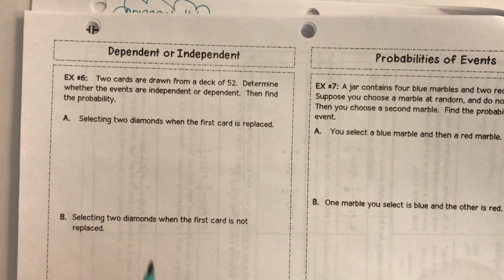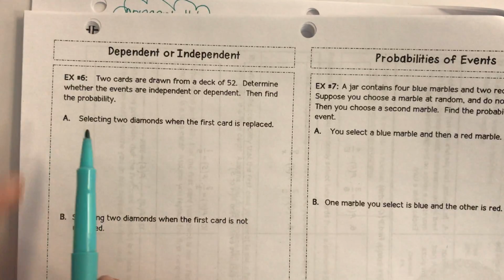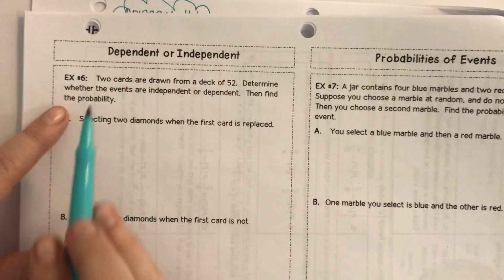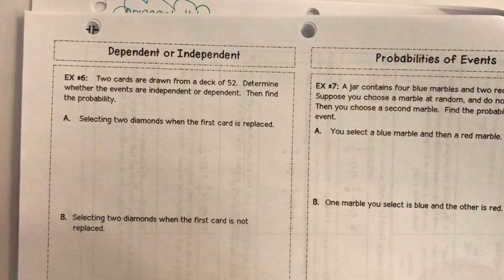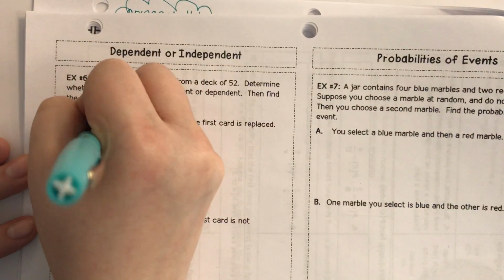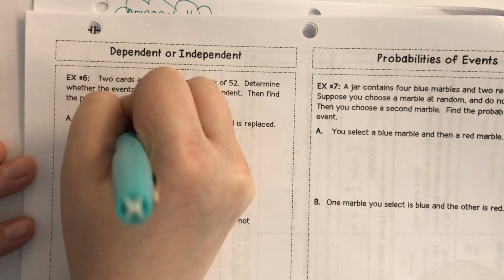Okay, so letter A, selecting two diamonds when the first card is replaced. So I draw a card, hope it's a diamond, and then I put it back. Does that change the amount of cards that are in the deck if I put it back? No, it doesn't. So both of the two cards that I pick have an equal chance of being picked. So these two events are independent, and we're going to write an explanation as to why.